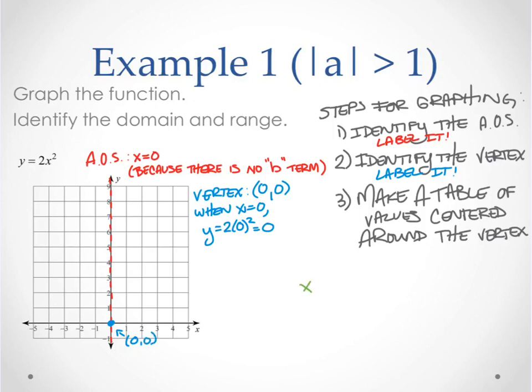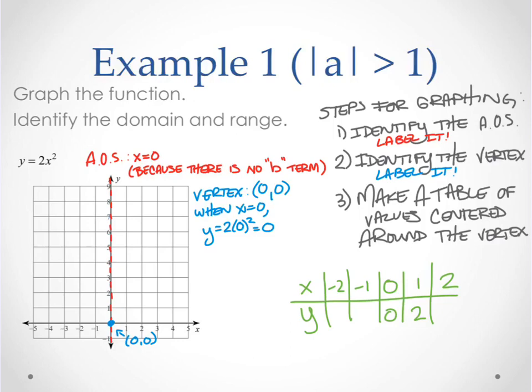The last thing is to make a table of values centered around the vertex. So on the left-hand side of the vertex and on the right-hand side of the vertex, we should have the same numbers. So if we're going to plug in 1 and 2, we should have the same numbers for 1 and -1, and for 2 and -2.